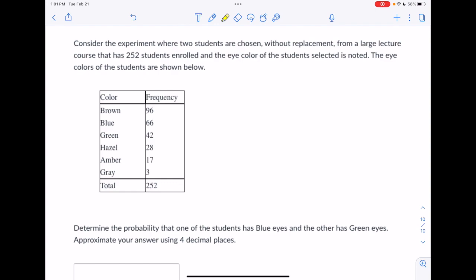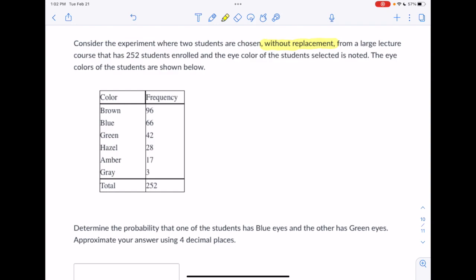Consider the experiment where 2 students are chosen without replacement. That's worth highlighting right off the bat. Without replacement means once somebody's chosen, we don't put them back in the pool. We kind of send them out of the room in a way. So 2 students are chosen without replacement from a large lecture course that has 252 students enrolled, and the eye color of the students selected is noted. The eye colors of the students are shown below.